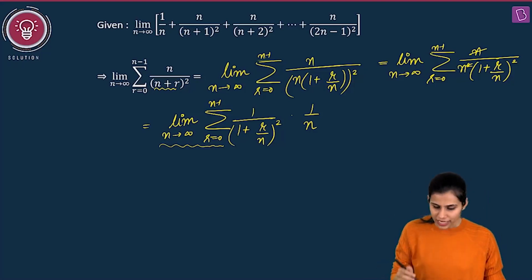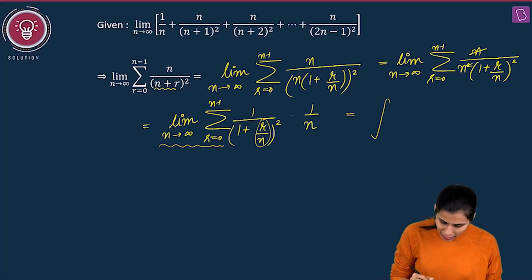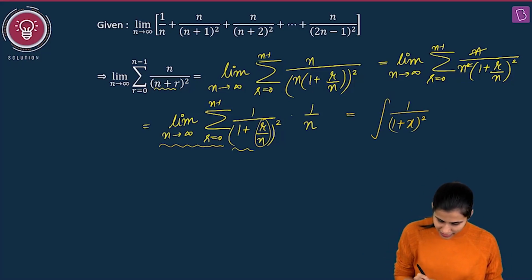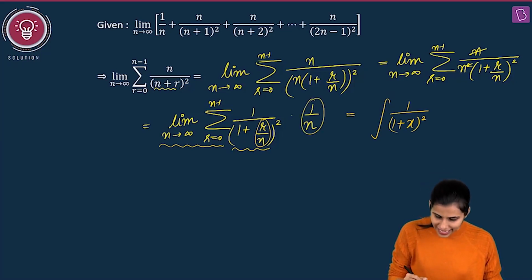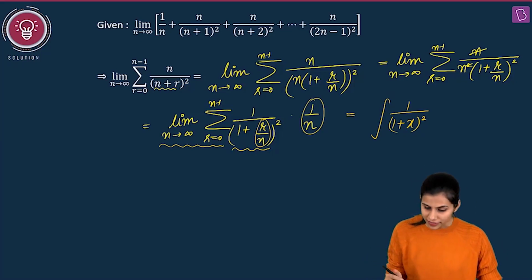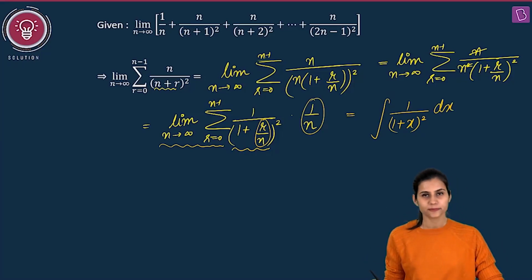Limit and summation together will convert to the integral sign. In here, r by n will be treated as x. So my integrand will be 1 upon (1 plus x) whole square. Yes, and as n tends to infinity, 1 by n tends to 0. It's getting smaller and smaller. That I'm going to treat as dx.